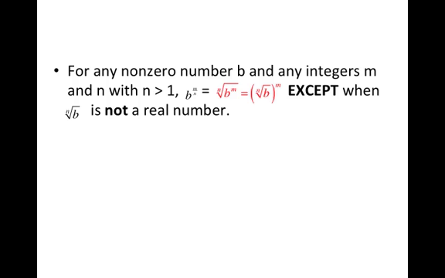For any non-zero number b and any integers m and n with n greater than 1, b to the m over n is equal to the nth root of b to the mth power, or the nth root of b, to the mth power, which is going to usually be the easiest way for us to work with it, except when this little guy right here, the nth root of b, is not a real number. All right, so if I've got 64 to the 5/6 power, that means, by definition, the 6th root of 64 to the 5th power.